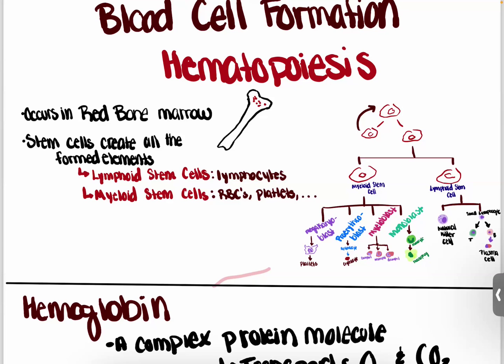Or to make monoblasts, which are our macrophages, which have that characteristic engulfing function. For the lymphoid stem cells, we have our natural killer cells, and then we make the small lymphocytes, and we have T cells, B cells, and then our plasma cells.